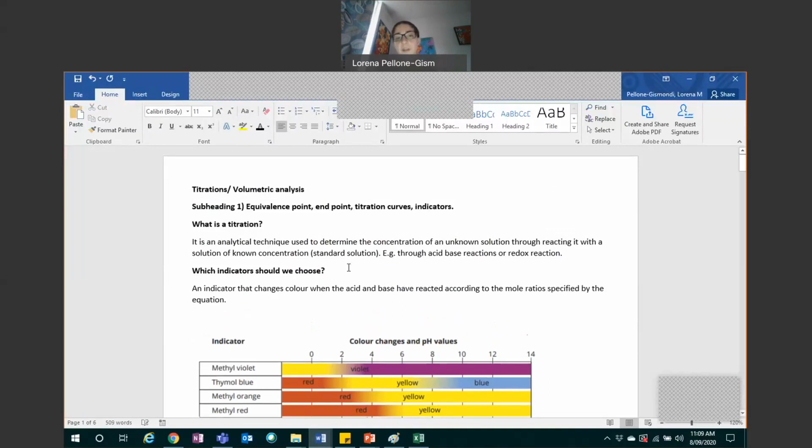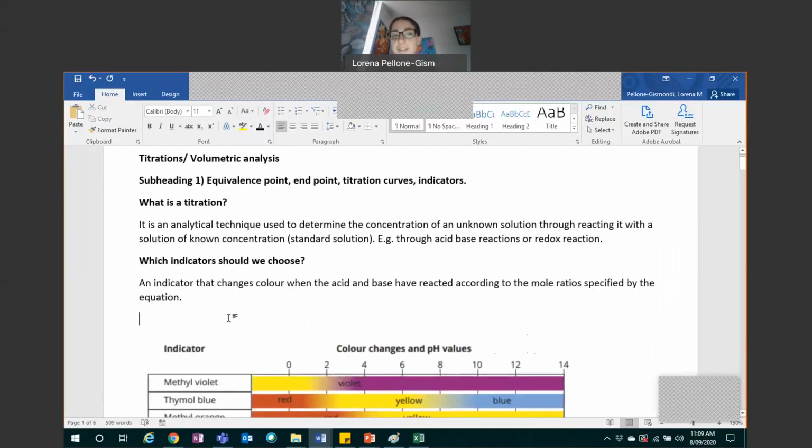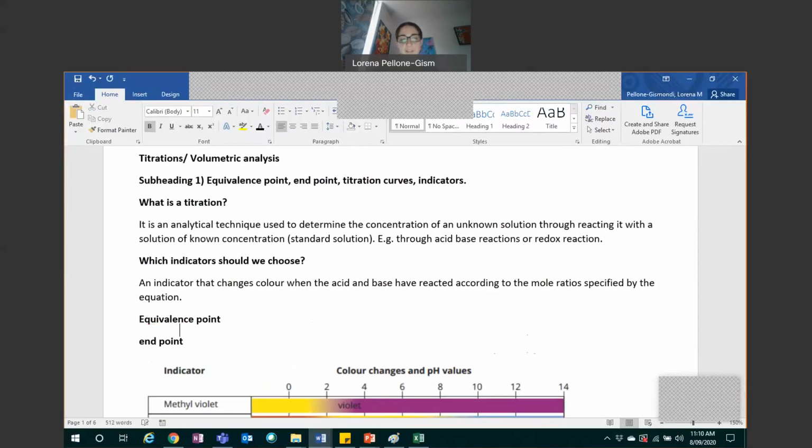And the final part of the subheading is these two definitions. And VCAA actually asked in a Year 12 exam what these two definitions were, verbatim. They just said define equivalence point and endpoint. So we're going to do that here. Endpoint is when you end the titration. So it's the point at which the indicator changes color.